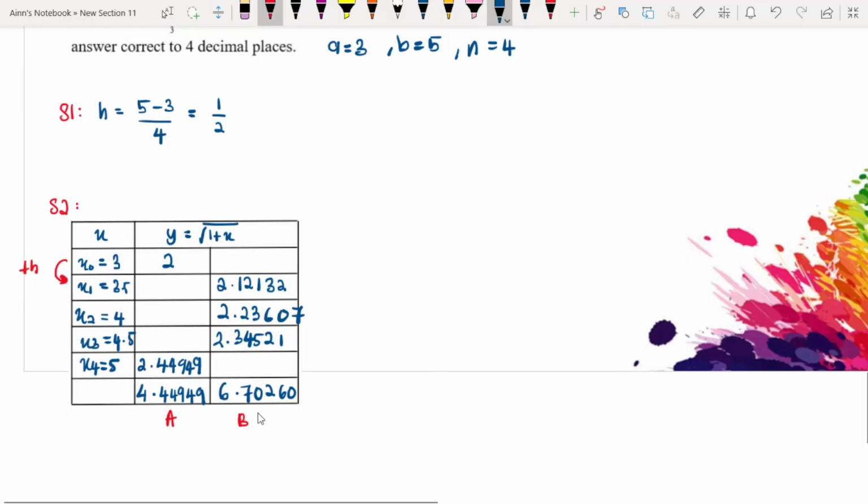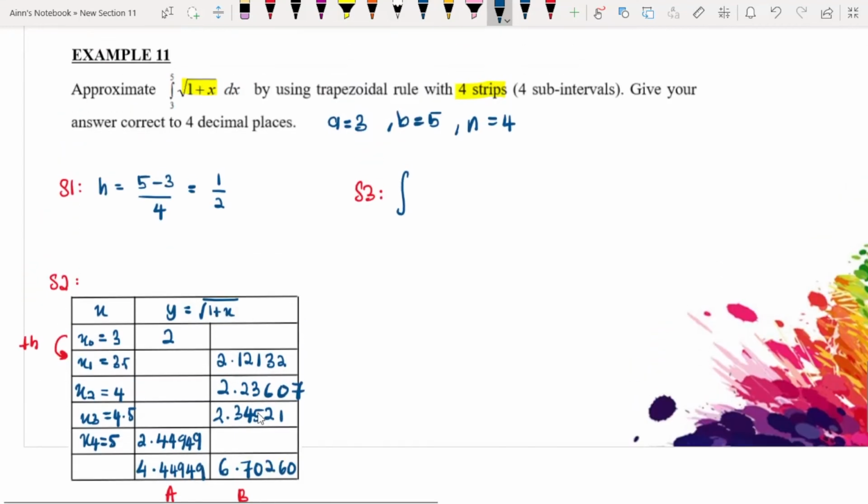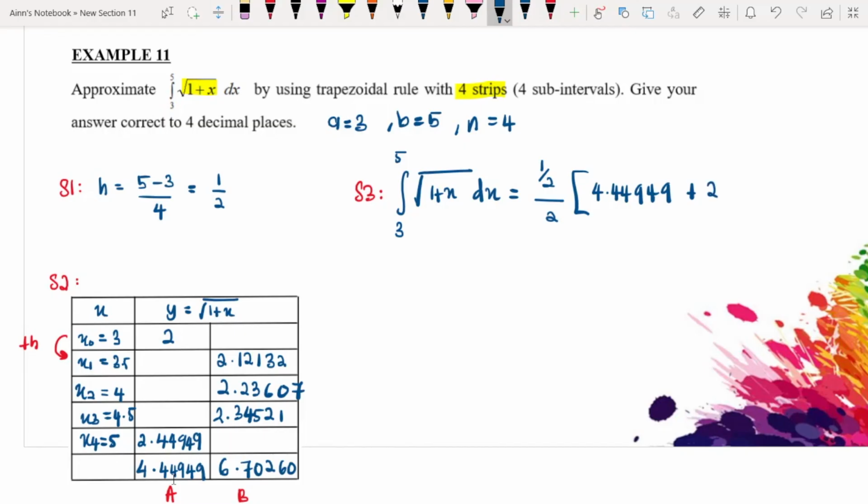So we just substitute into our third step, which is the formula. Substituting into the formula, the question is the integral from 3 to 5 of square root of 1 plus x dx equals h over 2. Our h is 1 over 2, over 2. So we will have A plus 2B. Our value of A is 4.44949, so 4.44949 plus 2 times 6.70260. The final answer is 4.4637. Make sure it is in 4 decimal places.